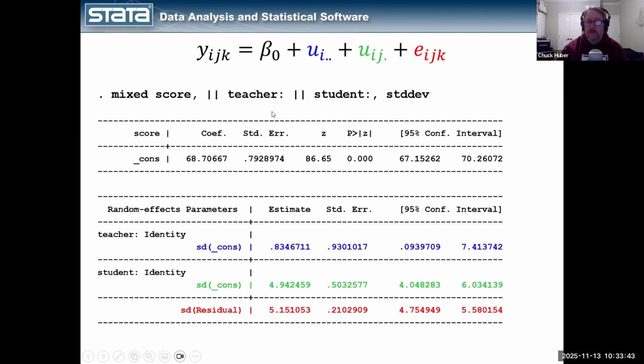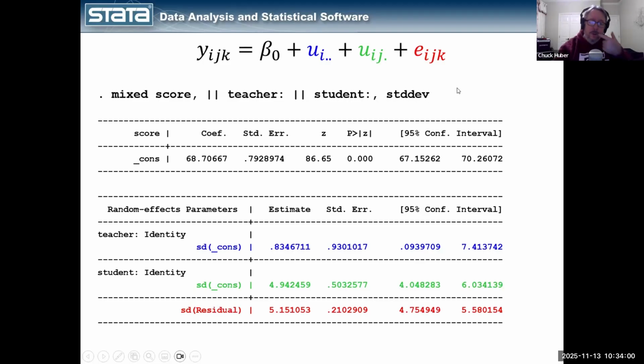So that describes the nesting structure, and the order is important here. Student is nested within teacher, and it's assumed that all the observations then are nested within student. We don't have to put an observation nesting level in here. Then I also have comma stddev.